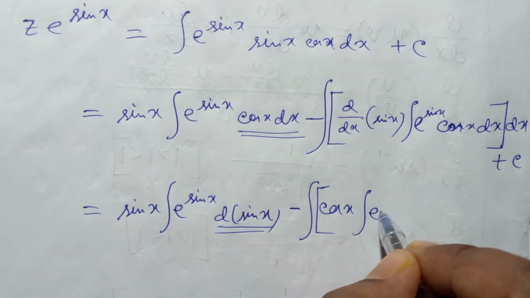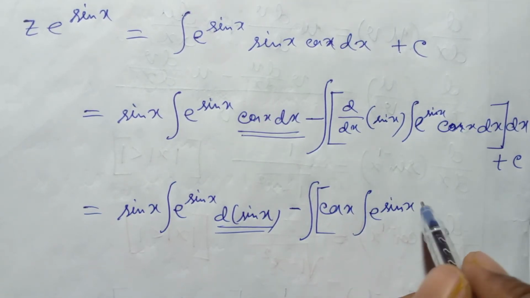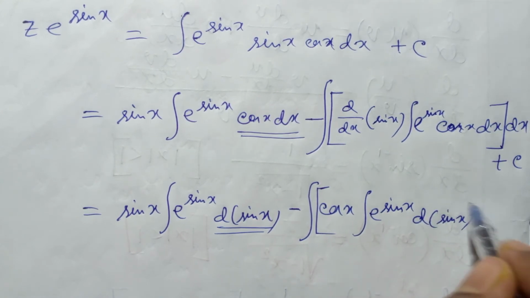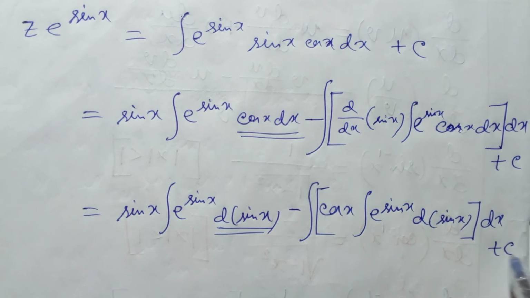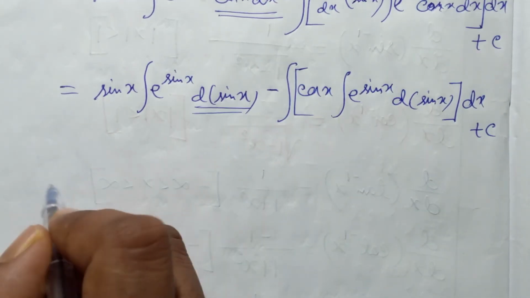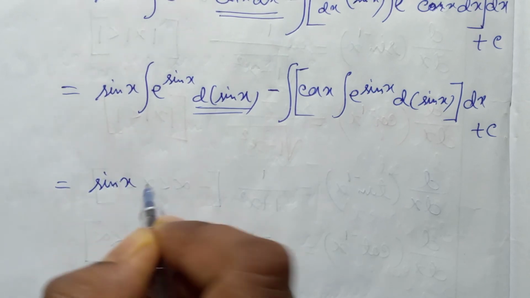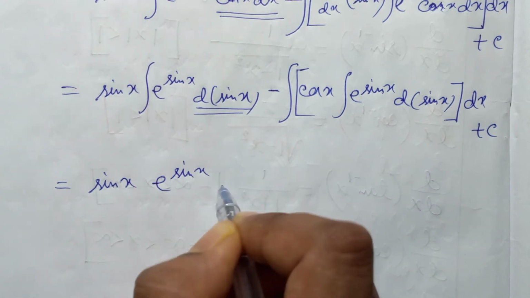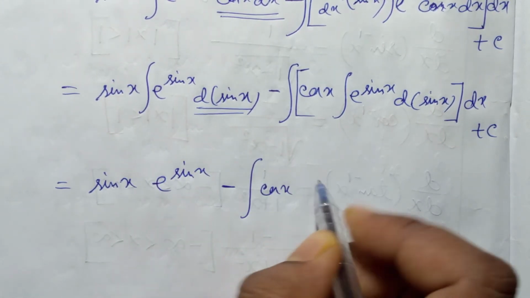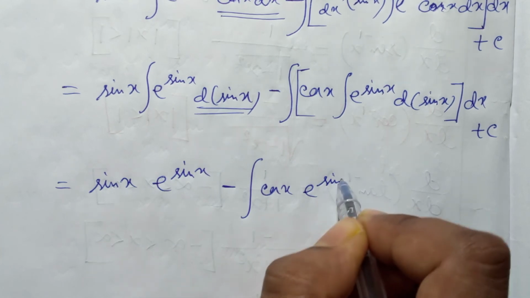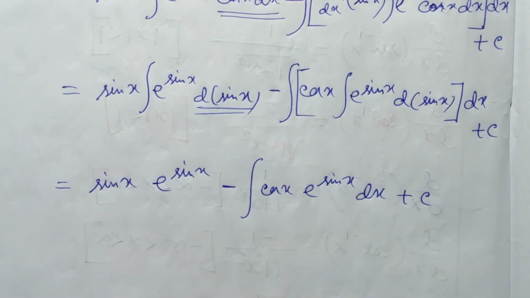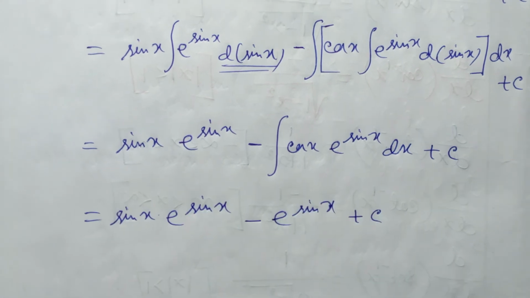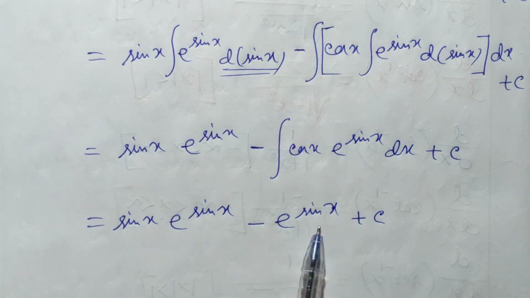In the place of cos x dx, we can write d of sin x whole dx plus c, which is ultimately giving here e to the power sin x minus integration over cos x e to the power sin x dx plus c, which is ultimately giving sin x e to the power sin x minus e to the power sin x plus c.